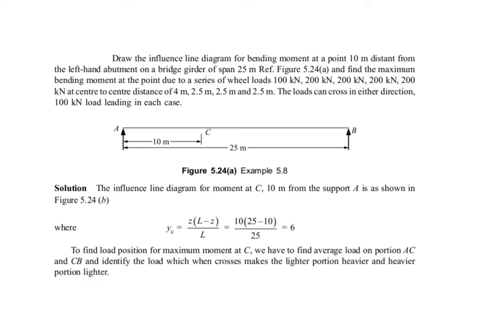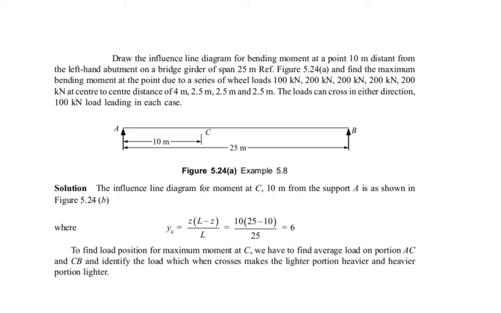Refer to figure 5.24a, and find the maximum bending moment at the point due to a series of wheel loads 100 kilonewton, 200 kilonewton, 200 kilonewton, 200 kilonewton and 200 kilonewton at center to center distance of 4 meter, 2.5 meter, 2.5 meter and 2.5 meter. The loads can cross in either direction, 100 kilonewton load leading in each case.